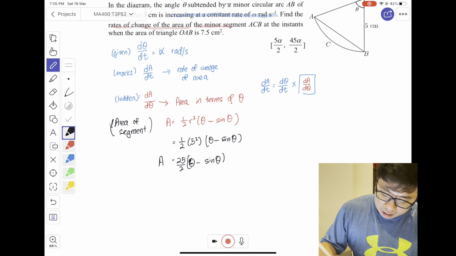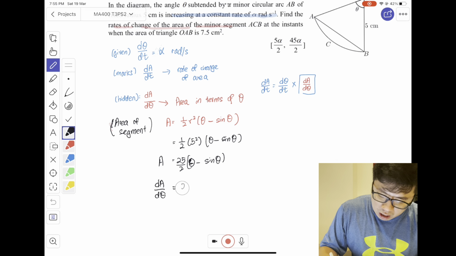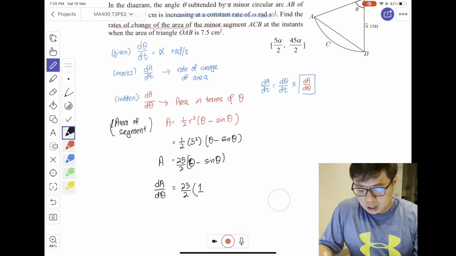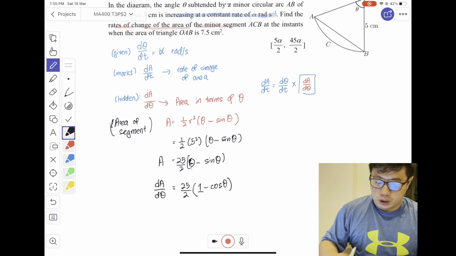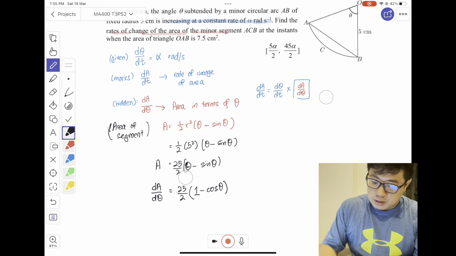If I do my dA d theta here, my dA d theta would be none other than 25 over 2 times, if I differentiate with respect to theta, theta is going to give me 1, and sine theta, when differentiated, is just going to give me cosine theta here. Now after that, what we do next is we look at substituting the values here.